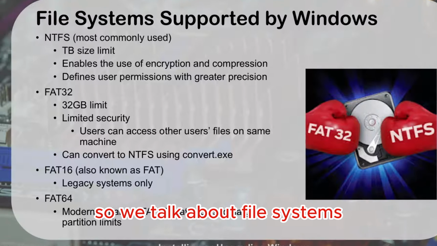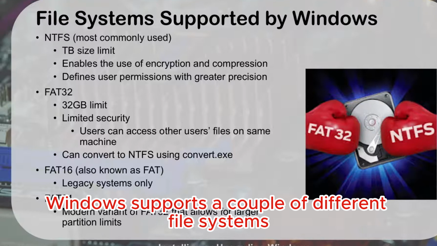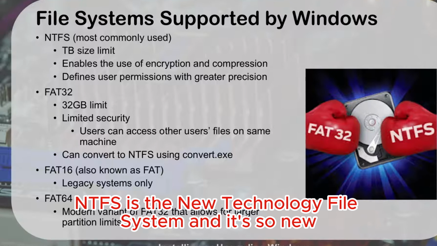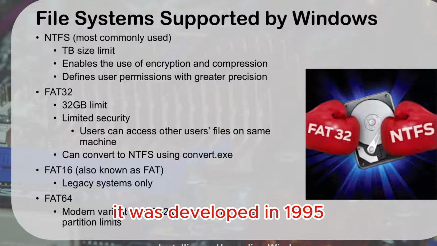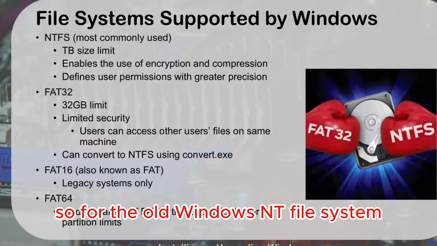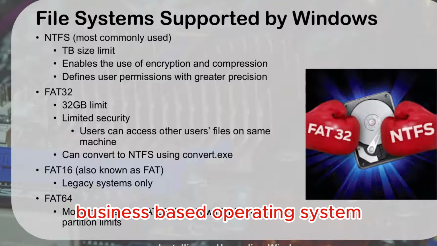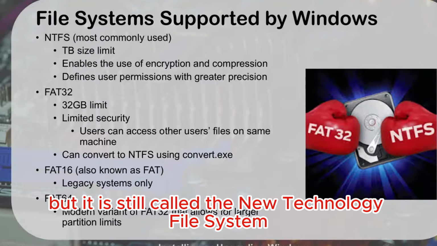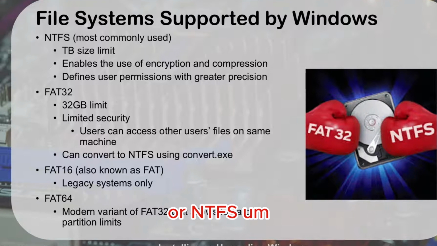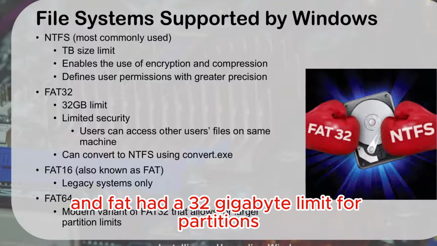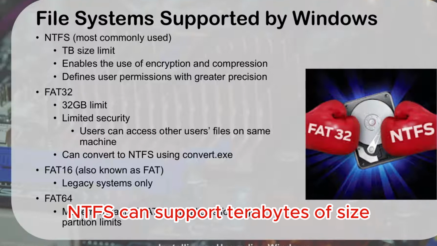So when we talk about file systems, Windows supports a couple of different file systems. The most common one and the one that was developed by Microsoft is called NTFS. NTFS is the New Technology File System, and it's so new it was developed in 1995. So for the old Windows NT operating system, which was the professional business-based operating system. So it's not the newest thing out there anymore, but it is still called the New Technology File System, or NTFS. The nice thing about it, the reason why they developed it was they were using FAT at the time, and FAT had a 32 gigabyte limit for partitions. NTFS can support terabytes of size.